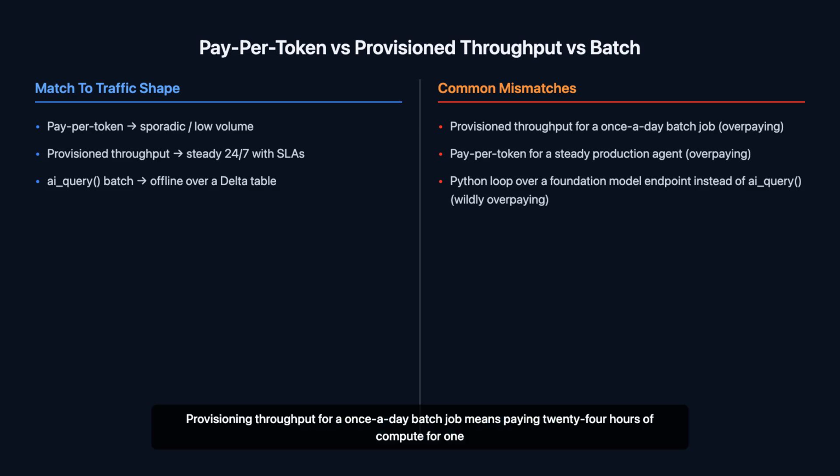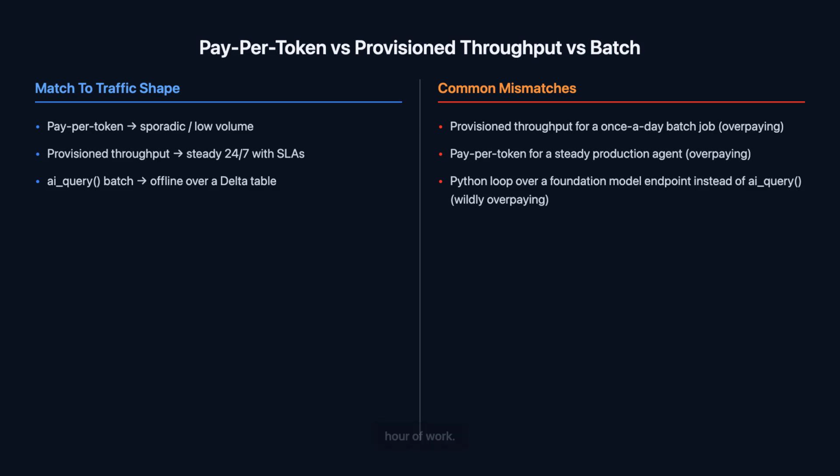Provisioning throughput for a once-a-day batch job means paying 24 hours of compute for 1 hour of work. Pay per token for a steady production agent loses the volume discount. And the most expensive mistake, a Python loop calling a foundation model endpoint row by row instead of using AI_query. That single mistake can 10 times your bill.